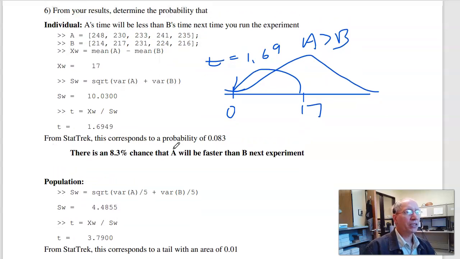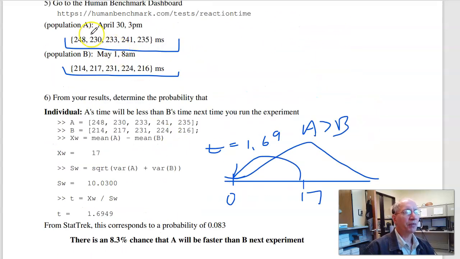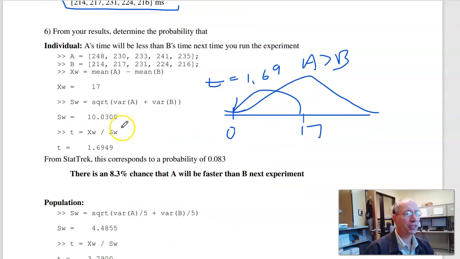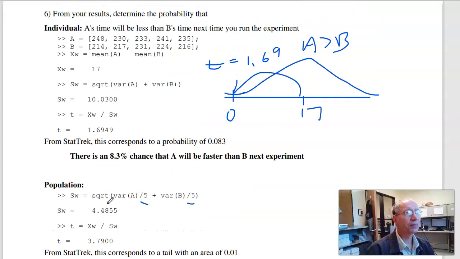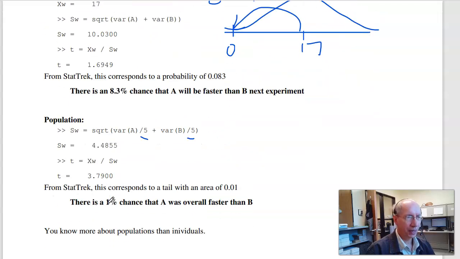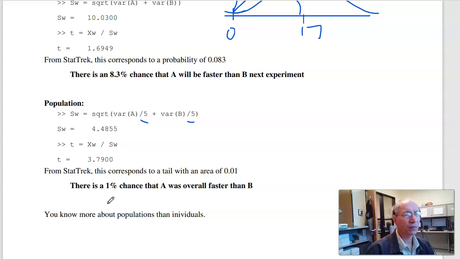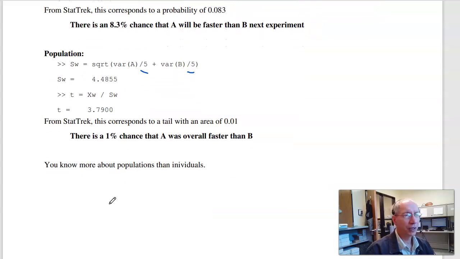If I do a population, saying what's the chance that my reflex time is getting worse? Population B versus population A. Since that's a population, I divide the variance by the sample size. Means that there's now a 1% tail. So 1% chance that A was overall faster than B. So it kind of depends upon whether you're talking about individuals or populations.